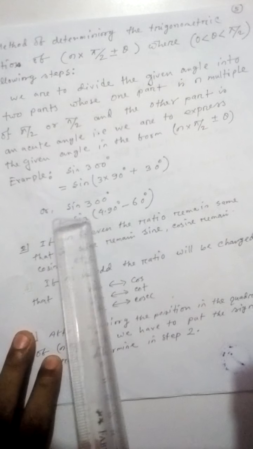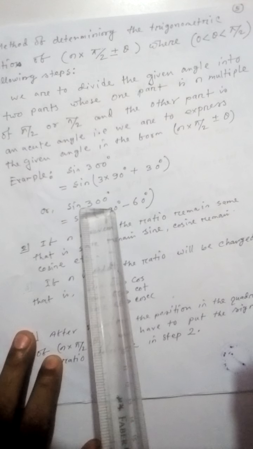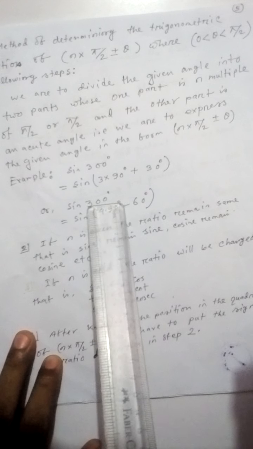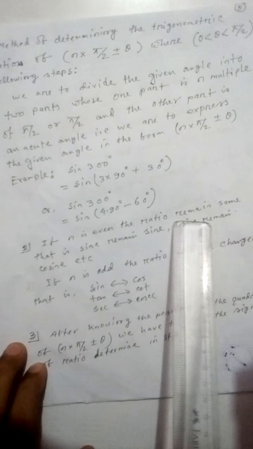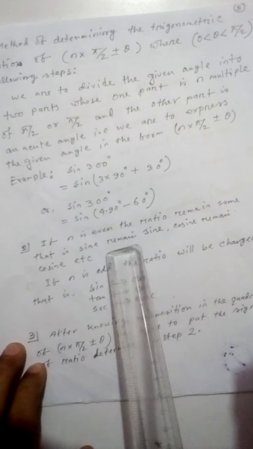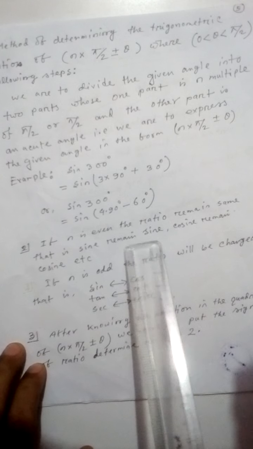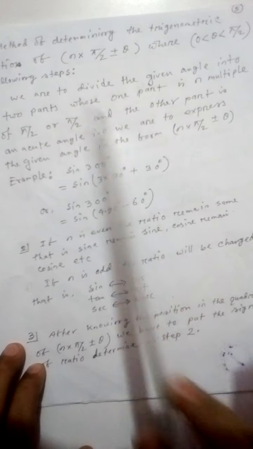Okay, another way: sine 300 degree equals sine of 4 into 90 degree, that means 4 into 90 degree minus 60 degree, so it makes 300 degree. Okay, number 2. If n is even, the ratio remains the same, that is sine remains sine, cos remains cos, tan remains tan, sec remains sec, cosec remains cosec, etc.